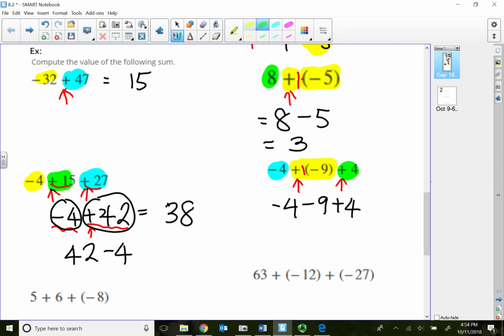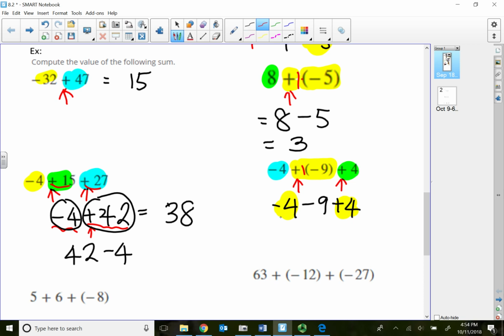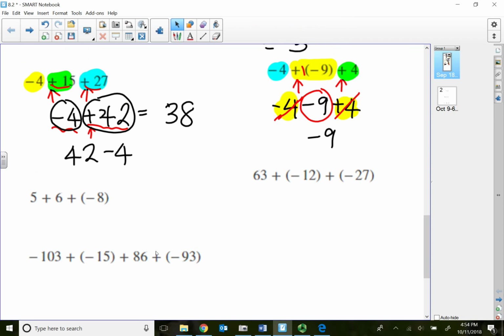So I'm going to combine -4 and +4 first. Terms with different signs, mentally we will subtract. So 4 minus 4 gives me 0. The -4 and the +4 cancel each other out. So the only thing I got here is just -9. That will be my answer. Make sure every term can only have one sign.